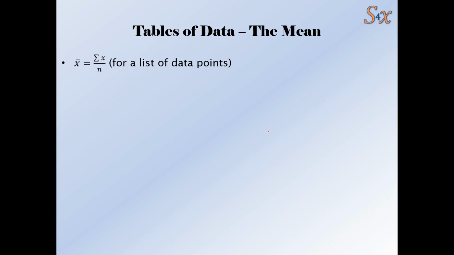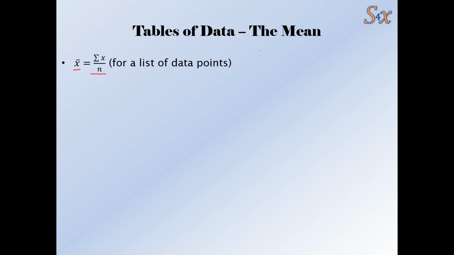So first of all, a bit of notation. X with a bar on top means the mean of X. Okay, so X is a load of data points. X with a bar on top means the mean of all those data points. And here I'm showing you how to calculate the mean when we've just got a list of data points.